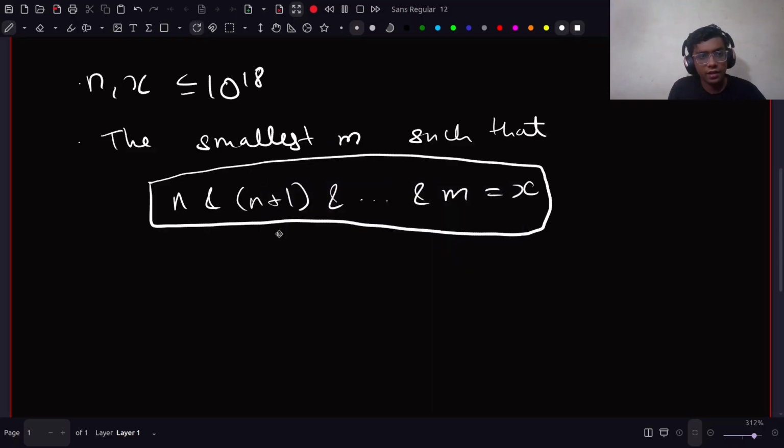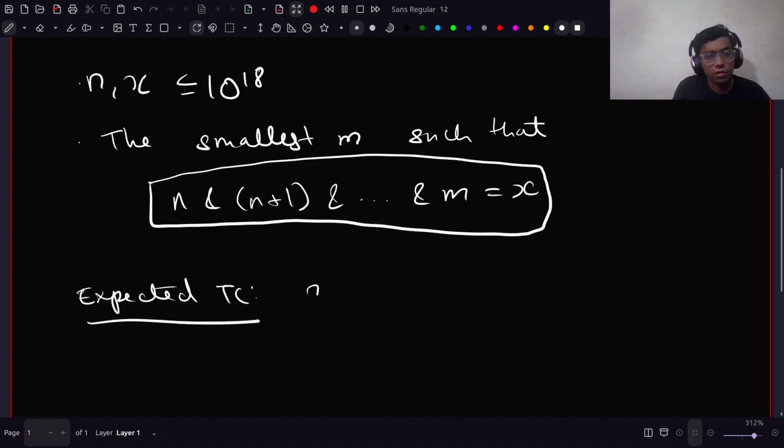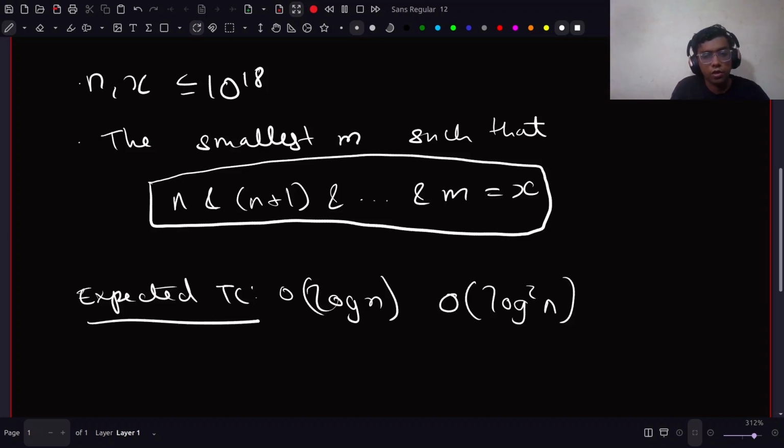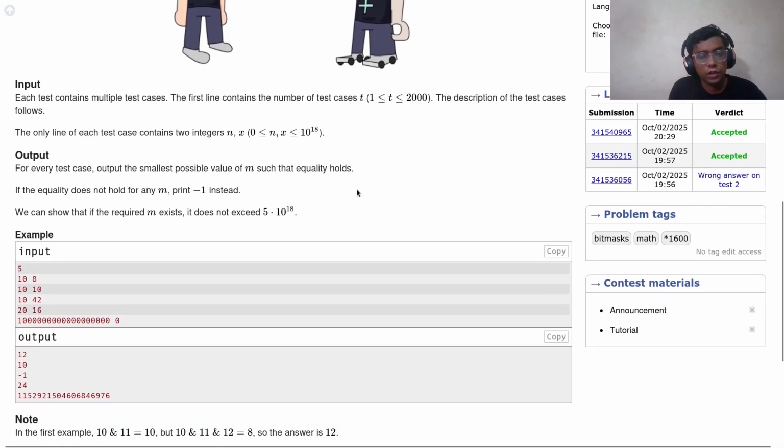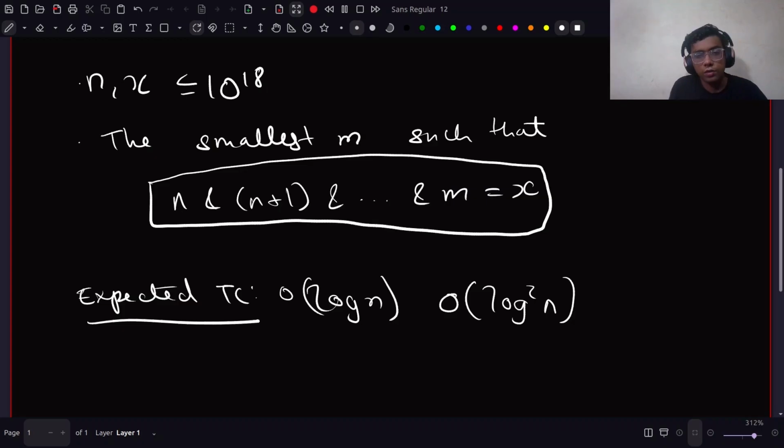We know that n and x go up to 10 power 18. So obviously the expected time complexity would be something along the lines of log n or log squared n, something like that will work. But obviously, big O of n solutions will not work, right? Even big O of square root n will also not work. We need to figure out some better way to do it.